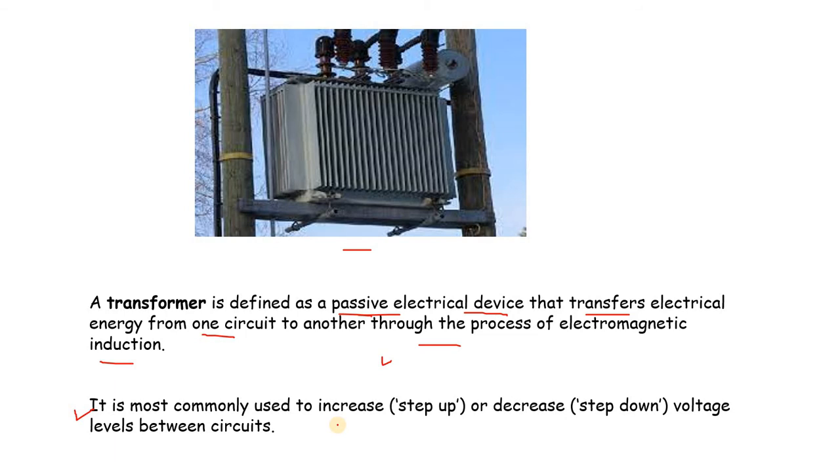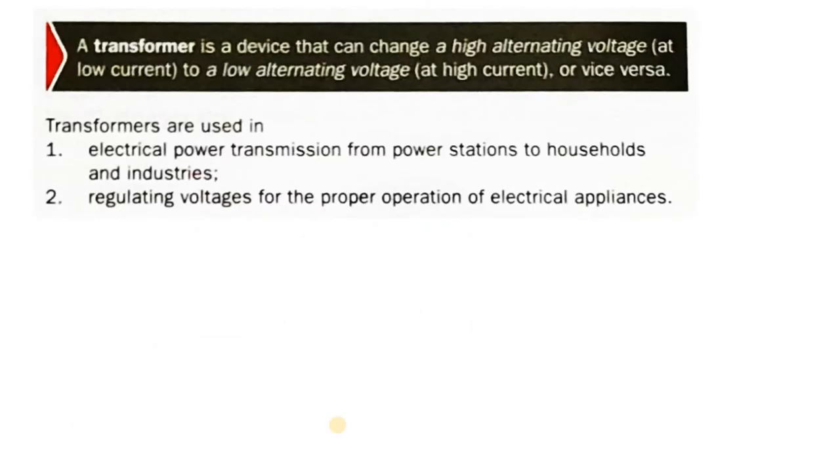Remember that the voltage we get is high voltage, but in our house different appliances have different requirements. For example, the mobile charger and the TV unit don't require too much voltage. So small transformers are used to convert high voltage to low voltage. A transformer is a device which can change a high alternating voltage, which is at low current, to a low alternating voltage, which is at high current, and vice versa based on our requirement.